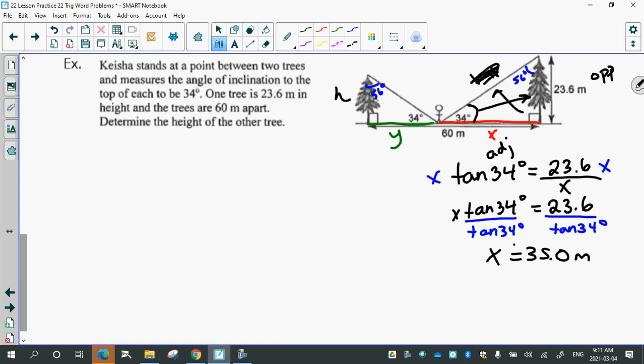But does everyone agree that y, that length y here that I've shown, is going to be 60 minus x? Because the whole distance is 60 and the red part's x. So y is going to be 60 minus x, which means y is approximately, thanks Darius, 25 meters. Okay? So now I can put that in my diagram. This side's 25 meters.